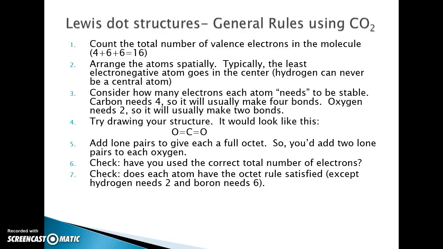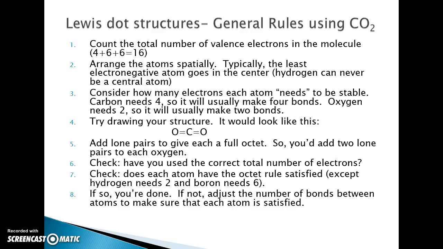And we need to check that each atom has the octet rule satisfied. Note that hydrogen will only need 2 electrons and boron only needs 6. But we don't have either of those here, so each of them will have 8 electrons, again, once the lone pairs are added in. If both of those are correct, you're done.